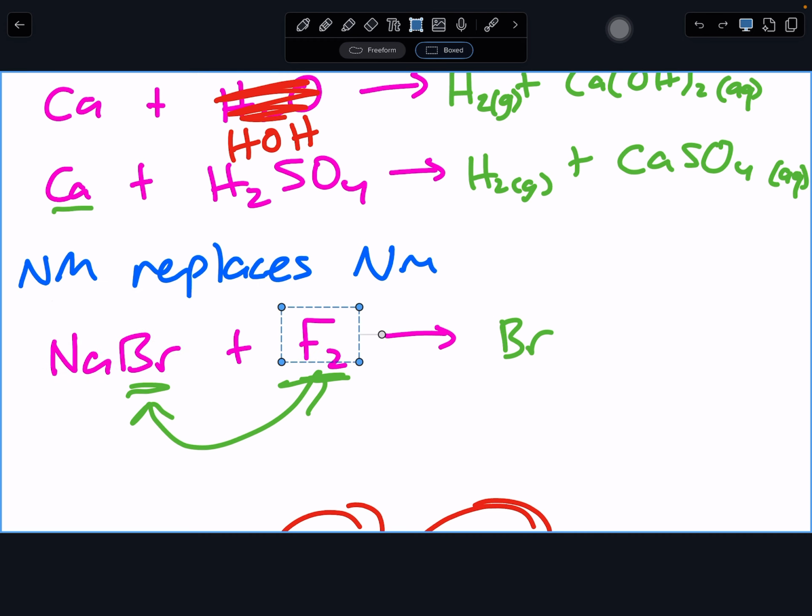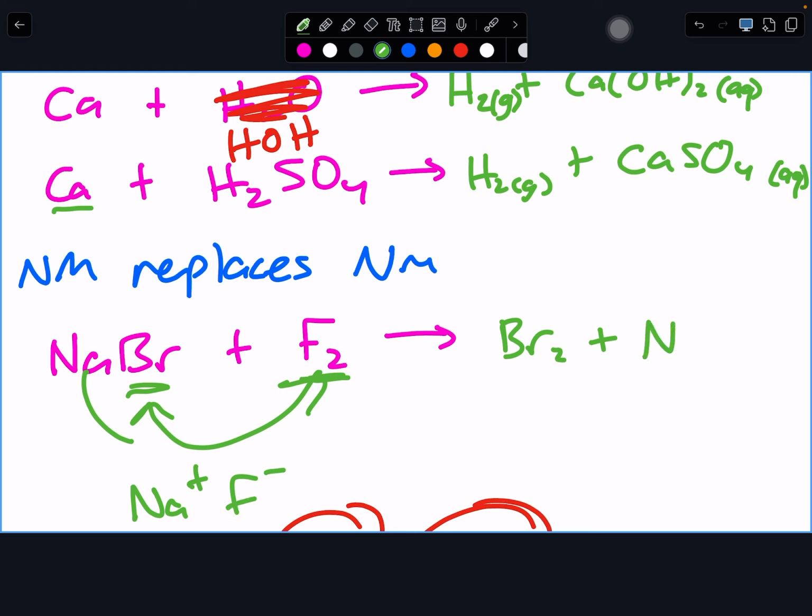Can you not put the charge for the first one? Bromine is negative, but Na is positive, so all the charges cancel out. Br2 plus, and then Na is now with F. Na is plus, F is minus, so I get NaF. This is aqueous according to my chart.